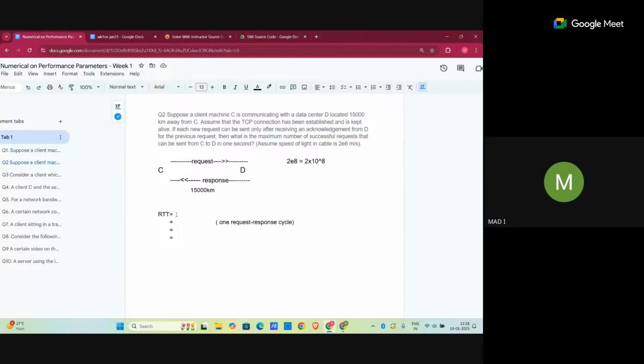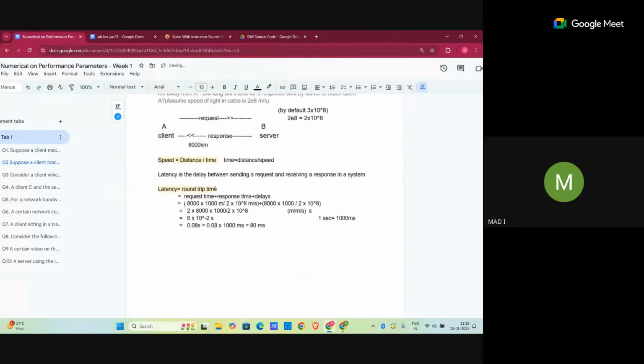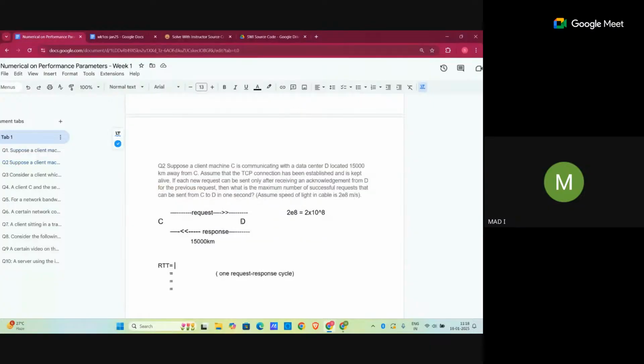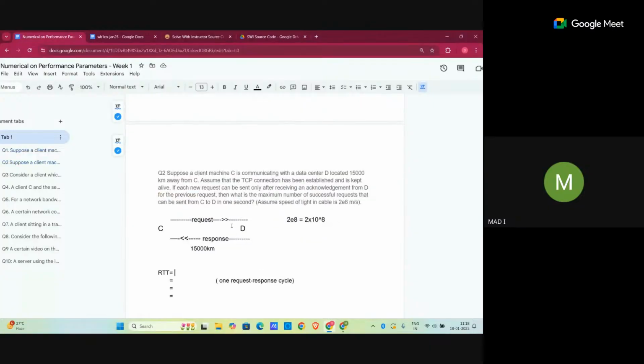How will you calculate the round trip time? We have already seen over here, right? So here, as the distance is the same and there is no change of medium, we can directly calculate it as 2 into distance, which is 15,000 kilometers, multiplied by 1000. Now the speed is given as 2e8, which is 2 into 10 to the power 8.